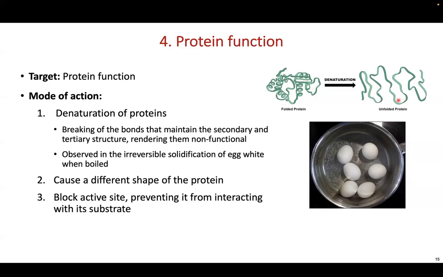And to some extent, they can denature the protein beyond repair. And some of these examples, when you boil an egg, you cannot have it again in the liquid form. It's just irreversible damage to the protein. And sometimes it can also cause a different shape of the protein, and it can also block.